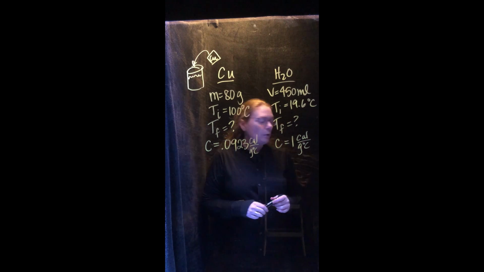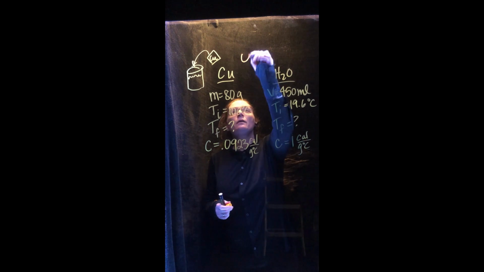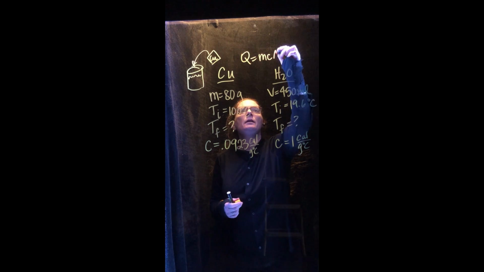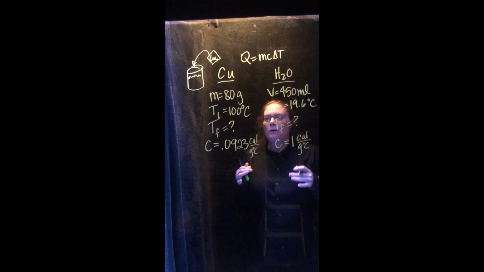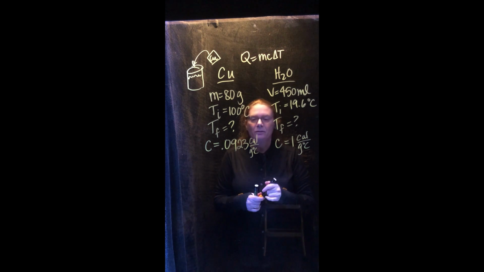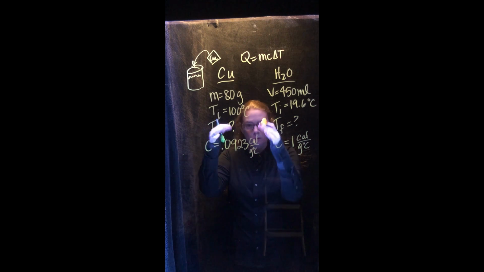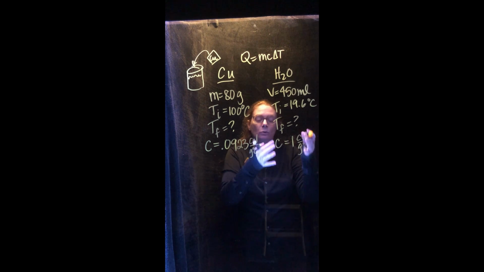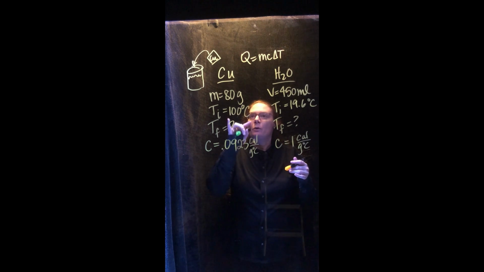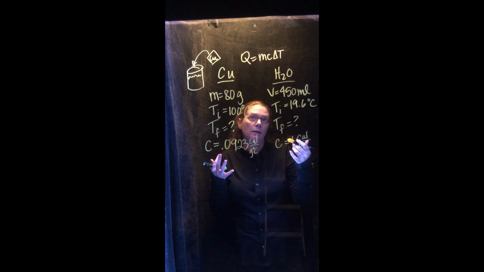Okay, so our equation that we're going to be using, Q equals mc delta T. For each of these, I want to find out what the heat is that's lost or gained. The copper is going to lose heat, it's going to cool down. The water is going to gain heat, it's going to warm up. So the Q for copper should be negative because it's losing heat. The Q for water should be positive because it's gaining heat.